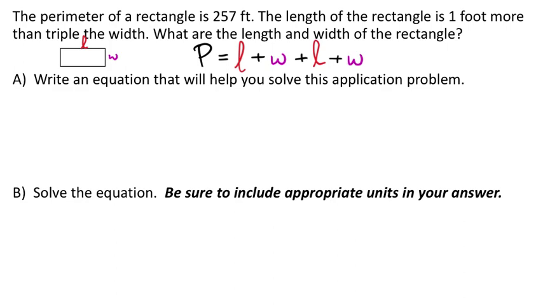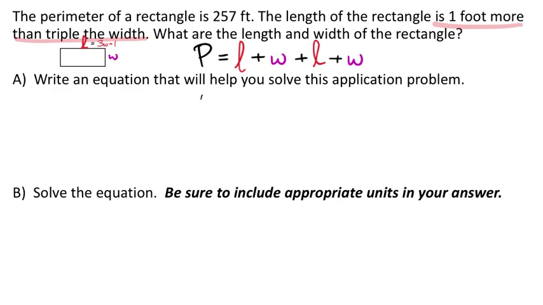We've got length and width, and the perimeter is fine, that was given in the problem, but it says also that the length of the rectangle is 1 foot more than triple the width. So my length is actually, I would triple the width first, but it's 1 more than that. So I'd have to have 3 of my widths plus 1. That would give me 1 individual length right there.